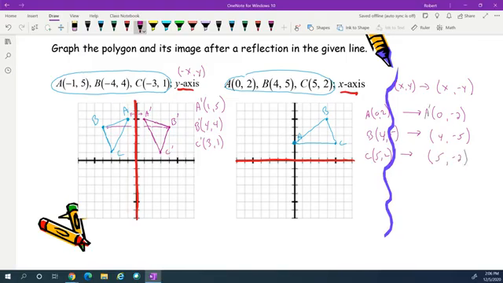And that's how we get our A prime, B prime, C prime. So we have 0, negative 2 for A prime, 4, negative 5 for B prime, and 5, negative 2 for C prime. Notice B was way above the axis, so B prime is way below the axis. It was 5 up, now it's 5 down.